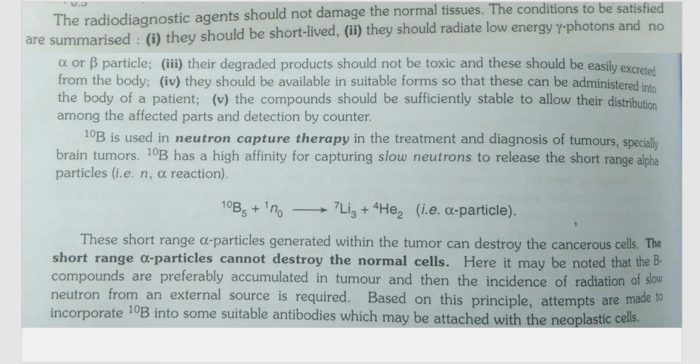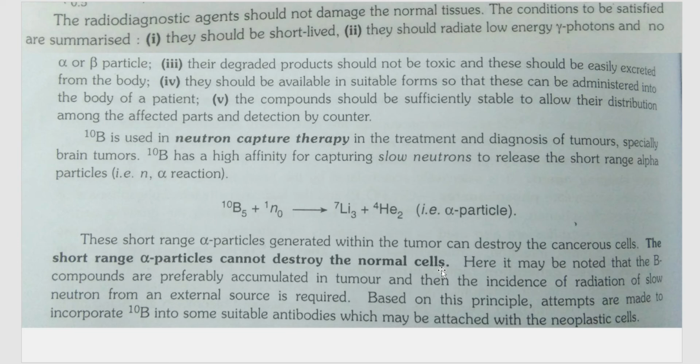Now you already studied that a radioisotope should only give gamma radiations and not alpha and beta, because alpha and beta can affect the body. But only in the case of boron, the alpha particles will not destroy the normal cells, because they are short range. These are short-range alpha particles given by boron on neutron capture. So they will not destroy your normal cells. They will only destroy the cancer-affected cells.